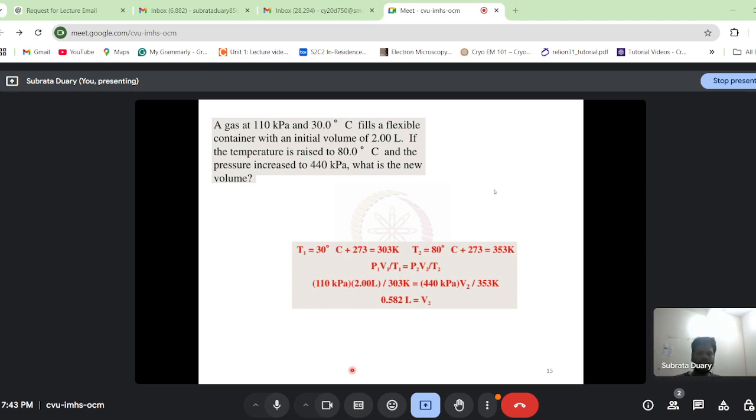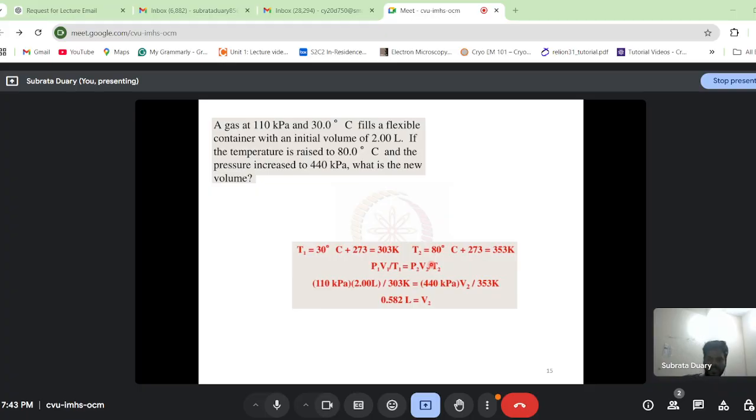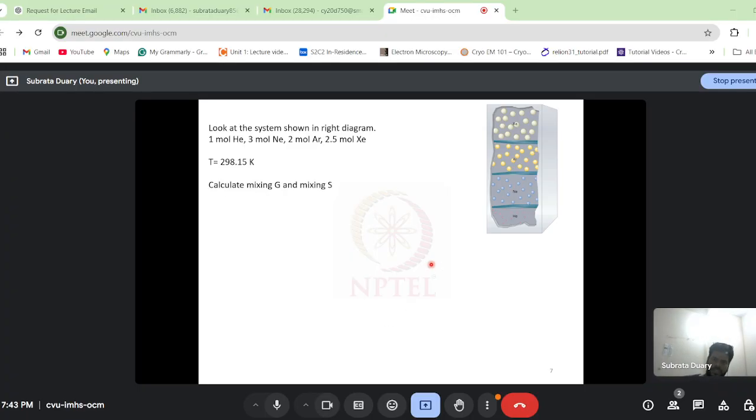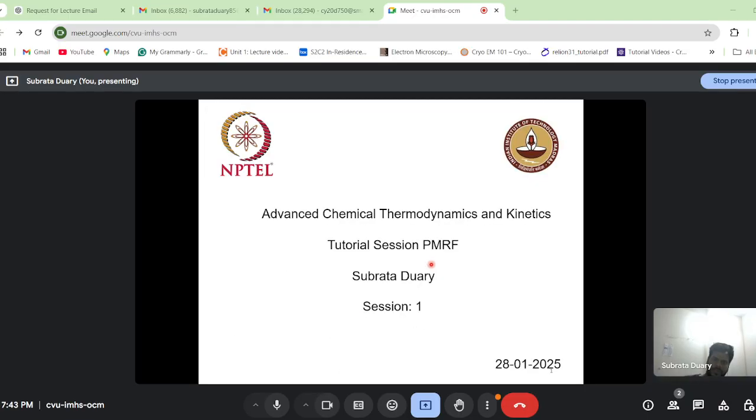In this way you can do these questions. These are very good problems for CSIR NET and GATE. So this is the first session.